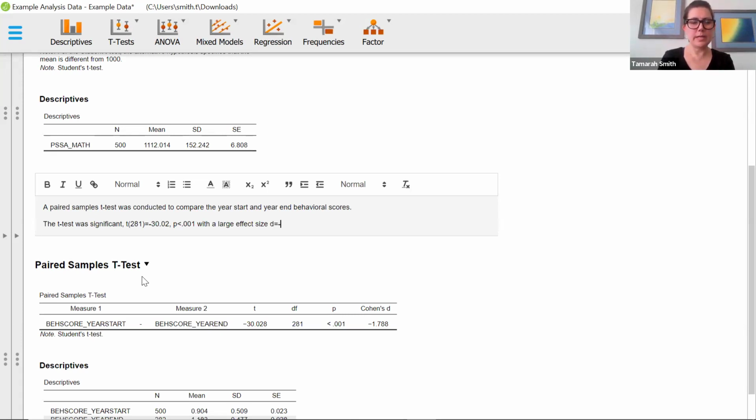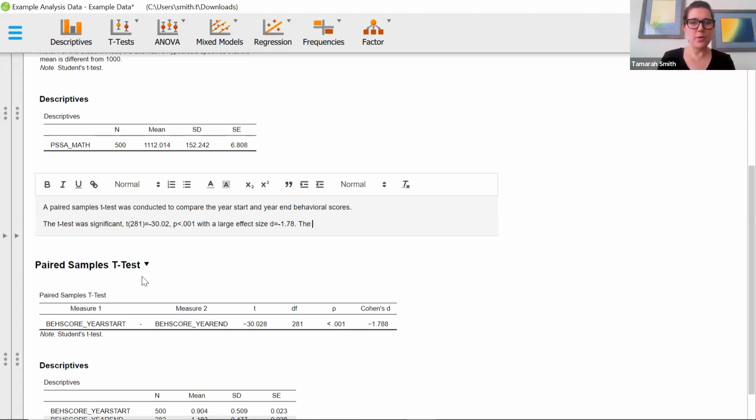The Cohen's d, negative 1.78. Same thing with Cohen's d. It's the absolute value that's important here for the magnitude, not necessarily the direction. The direction just depends on whether you subtracted the little number from the big number or the big number from the little number, but it's the same magnitude.